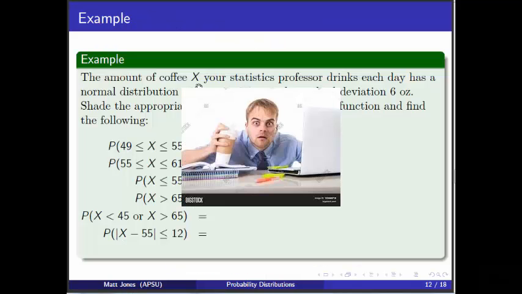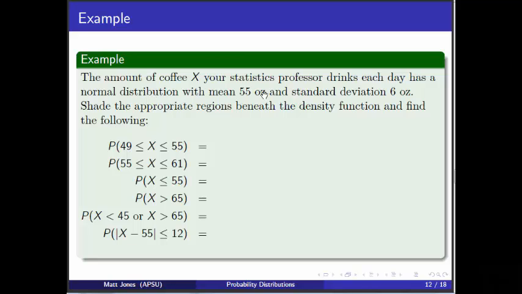The amount of coffee, X, that your statistics professor drinks each day, not the number of cups, but the fluid amount, let's say, has a normal distribution with mean 55 ounces and standard deviation 6 ounces. Shade the appropriate regions beneath the density function and find the following. So mean 55, standard deviation 6. The first thing I'm going to do is draw a normal curve.